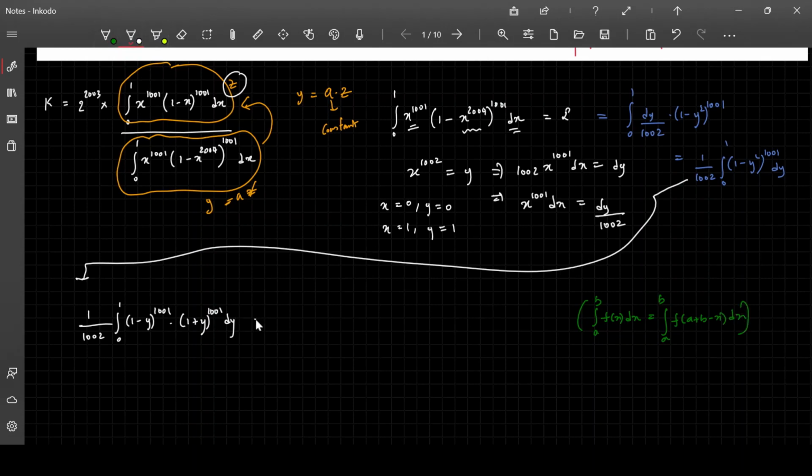On using it, we get this value to be 1 by 1002 into integrating from 0 to 1. The very first part will become 1 minus (1 minus y), so it's actually y power 1001, into the other part, where instead of y we need to substitute 1 minus y. So finally this would become (2 minus y) whole power 1001 dy. So we have come to this conclusion.